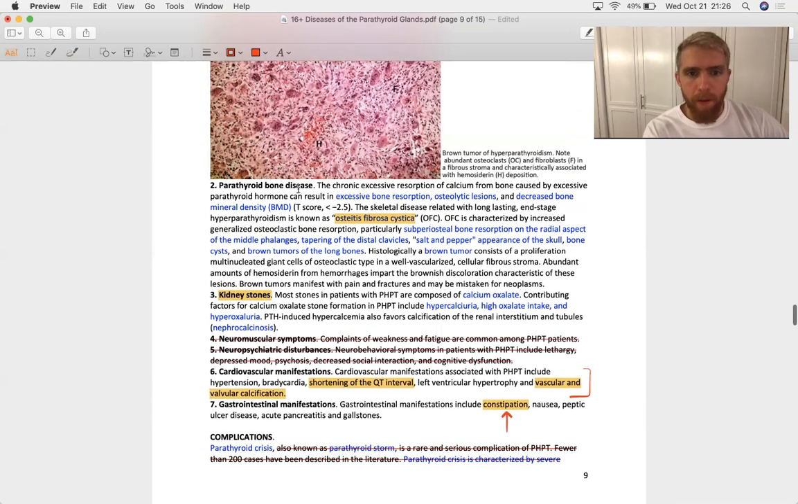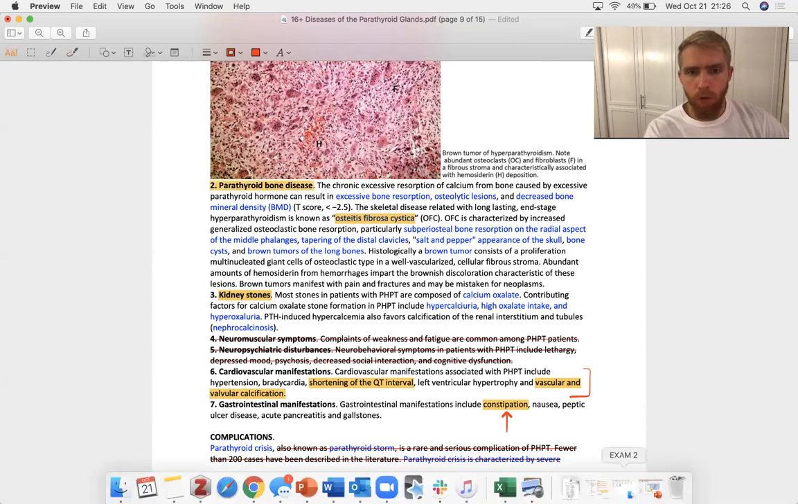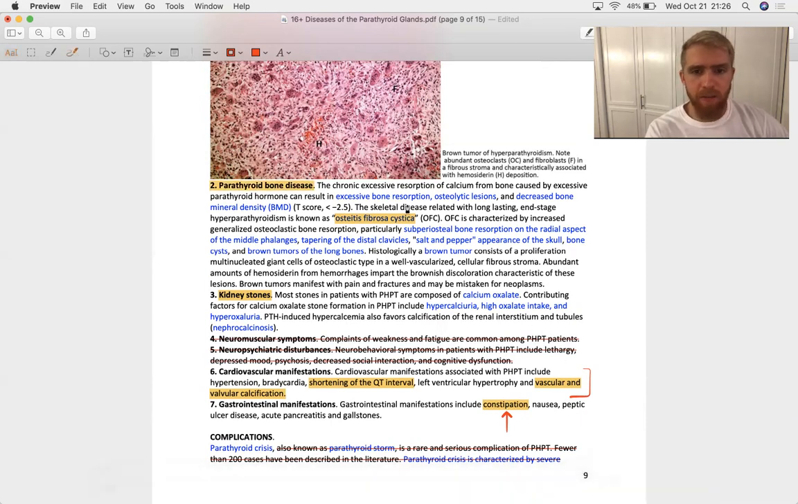Lastly, when you have primary hyperparathyroidism, you might see this thing called osteitis fibrosa cystica. So remember that PTH upregulates osteoclastic activity to pull calcium out of the bone and put it into the bloodstream. So if you got too much osteoclast, you're just going to be eating holes in your bone. And that's essentially what this OFC condition is. It's got a very characteristic brown tumor that pops up, and the brown discoloration is due to hemosiderin.